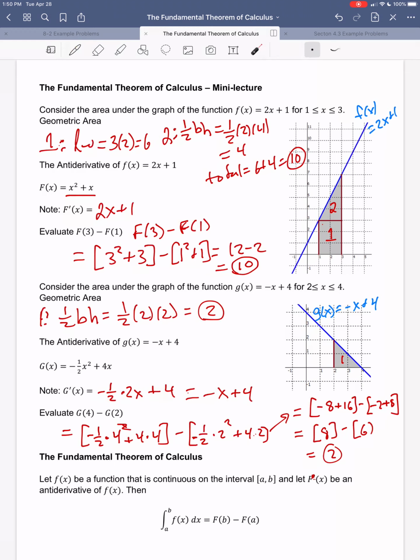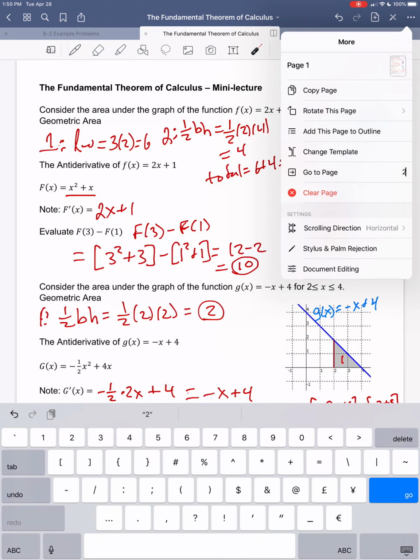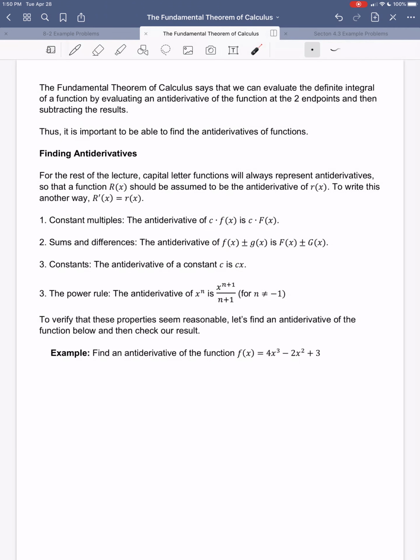Then, this integral from a to b of f of x, I just take that antiderivative, like the capital F we had up here, the capital G we had up here, and I just plug in the upper limit and the lower limit, and I subtract. That's all I do to get the value of this definite integral. So, the fundamental theorem of calculus says we can evaluate the definite integral of a function by evaluating an antiderivative of the function at the two endpoints and then subtracting the results. So it's really important that we're able to find antiderivatives.